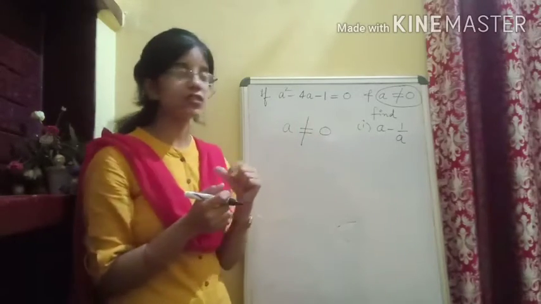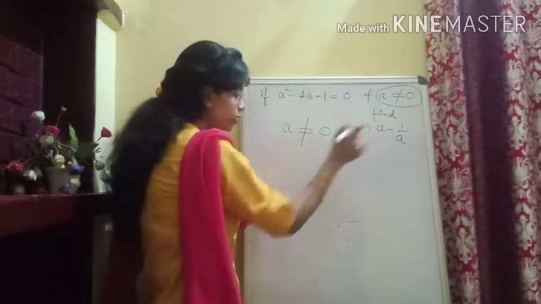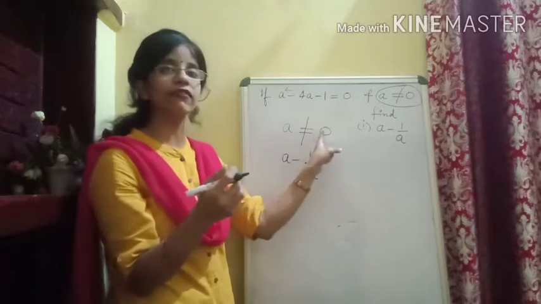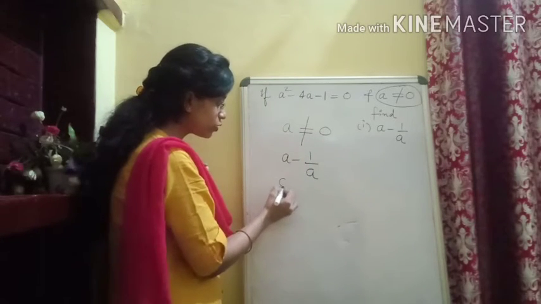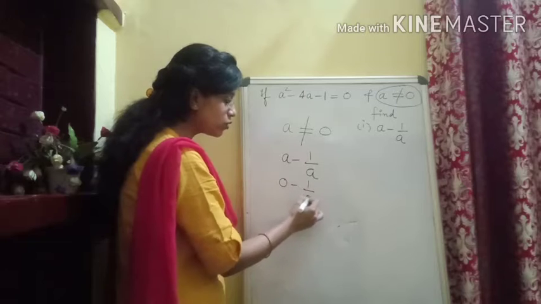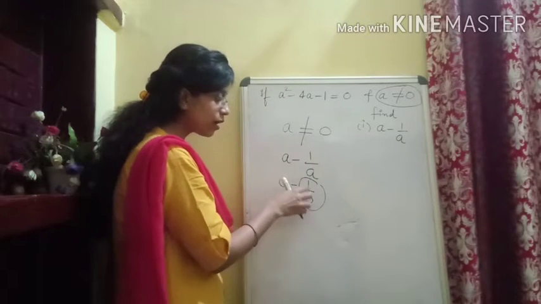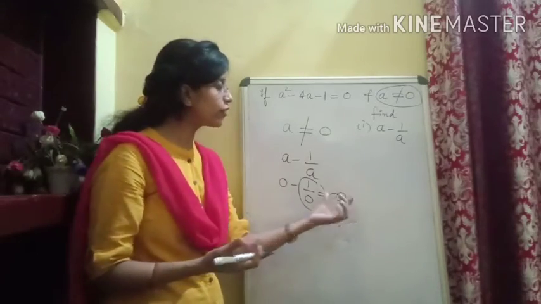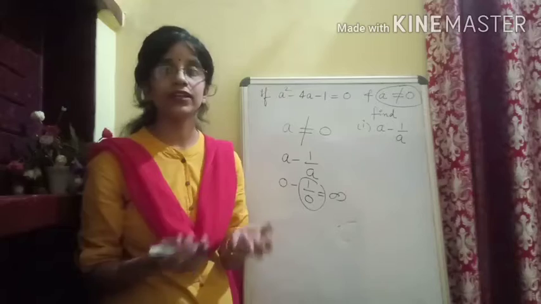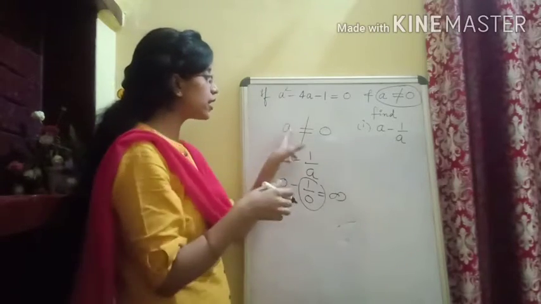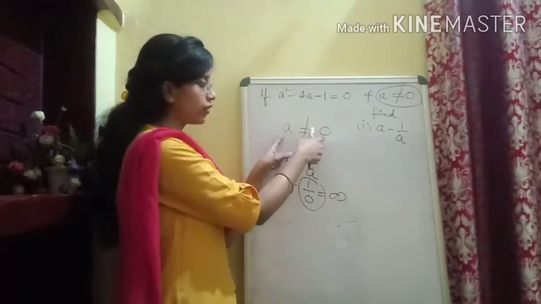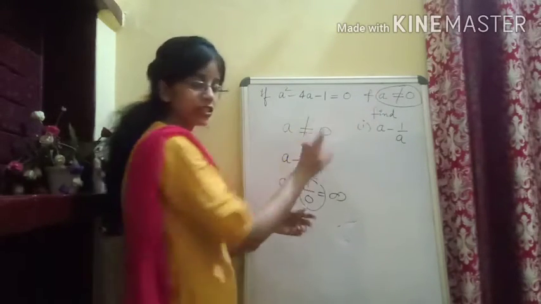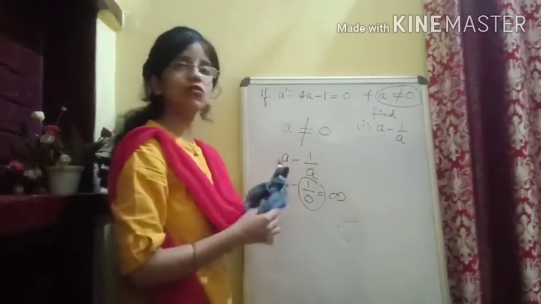Now why are they saying this? Because of what we have to calculate: a minus 1 upon a. If a takes the value 0, then we get minus 1 upon 0, and anything upon 0, or 1 upon 0, makes it infinity. So this whole thing will be not defined, and that's why a cannot take the value 0, because it would become undefined.